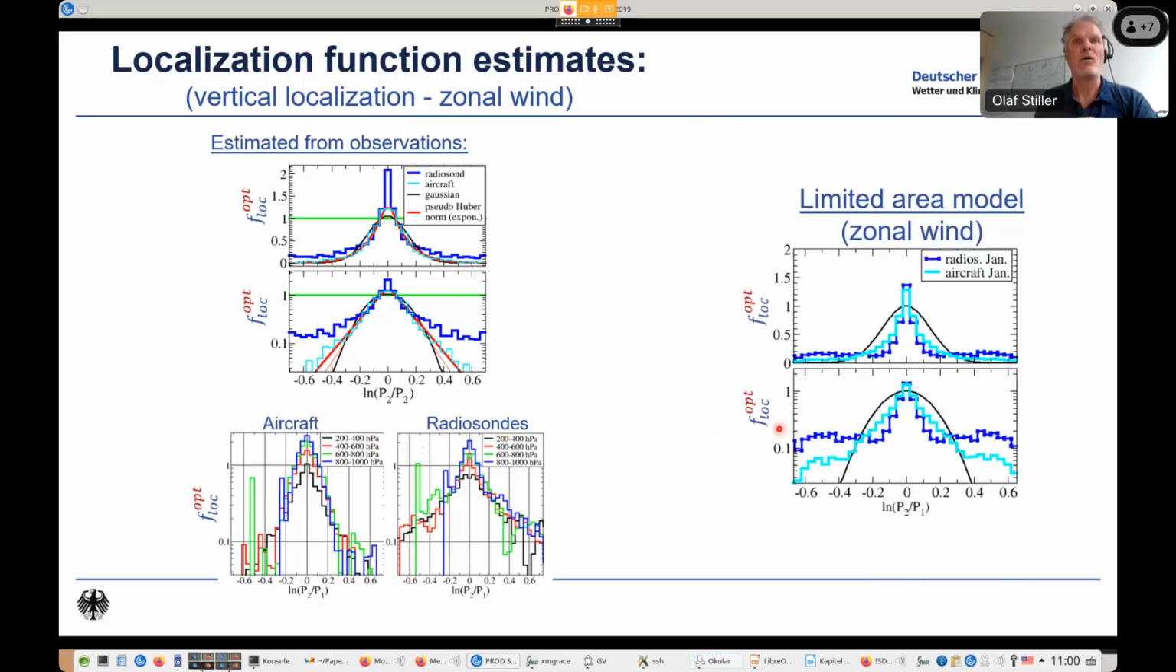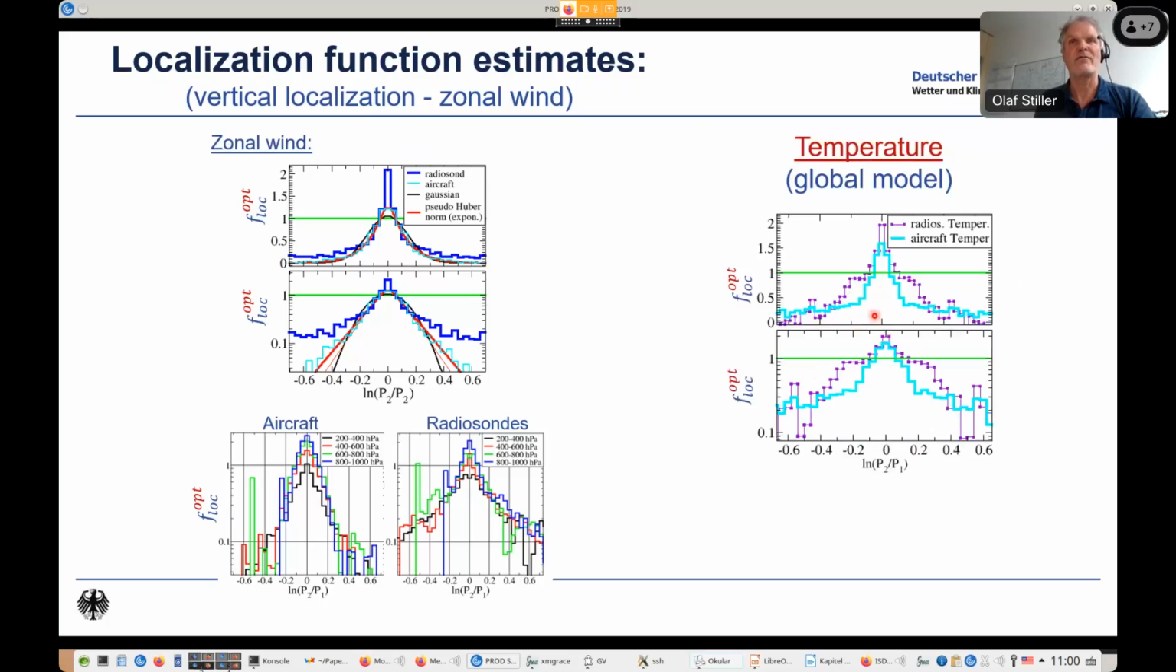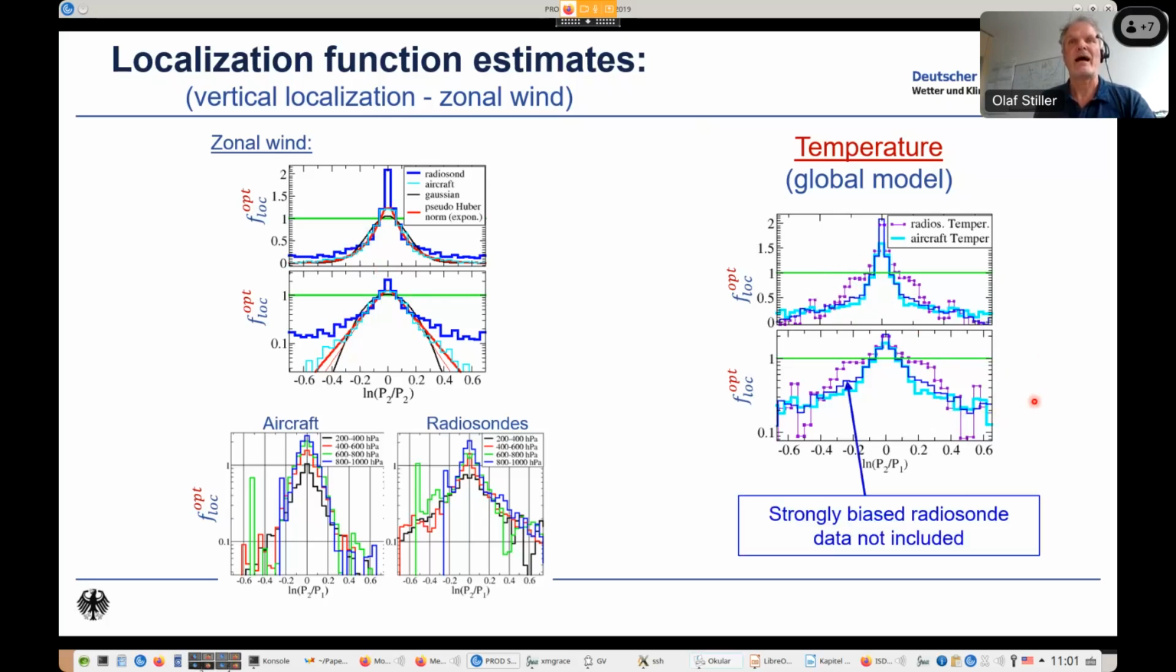Just to show you how things vary for different systems, for our limited area model I get slightly smaller localization length scales, and I also get slightly different answers at different times, January and June. So what I get as answers varies in space and in time. The interesting one was looking at temperature in our global model. I first was a little shocked because the radiosonde temperature disagreed quite strongly in this close range, where I thought that for solar and wind, that's where the two observing systems agreed. But then I found some radiosondes which had a very strong bias, 0.5 degree, and when I excluded them, I got this blue line, which is an extremely nice correspondence, actually.